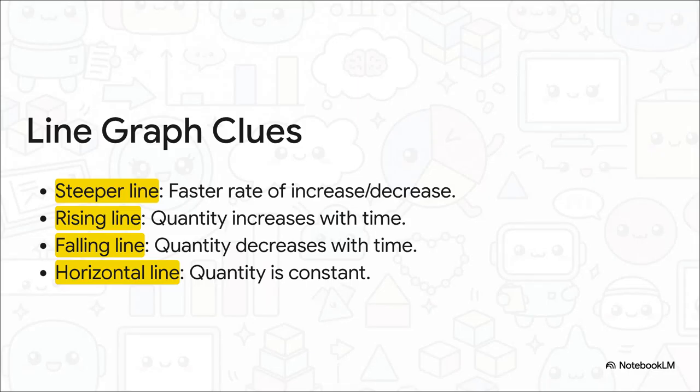And the clues here are super simple but really powerful. See a steep line? That means things are changing fast. A line that's rising? Well, that's your quantity going up. Falling line, it's decreasing. And if it's just a flat horizontal line, nothing's happening. The quantity is totally constant.